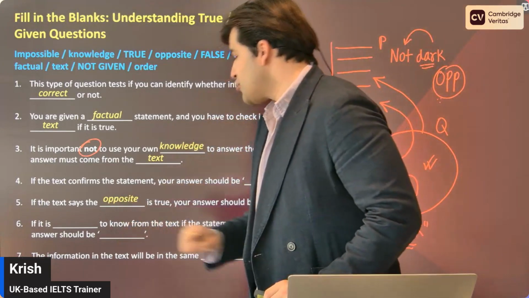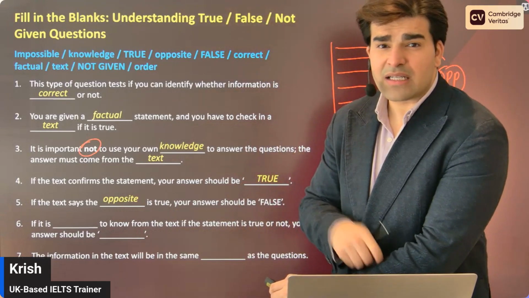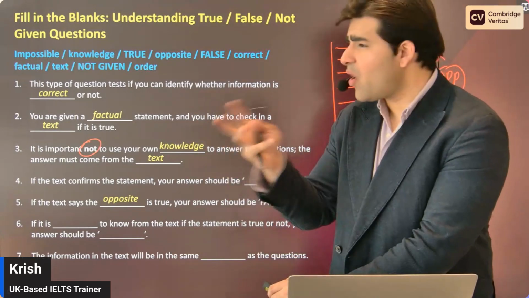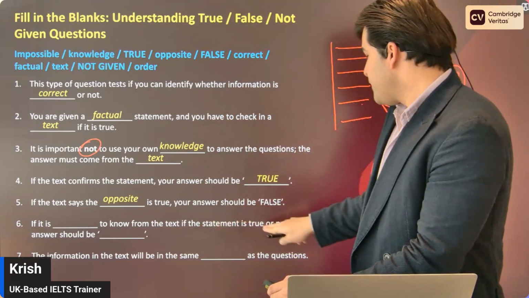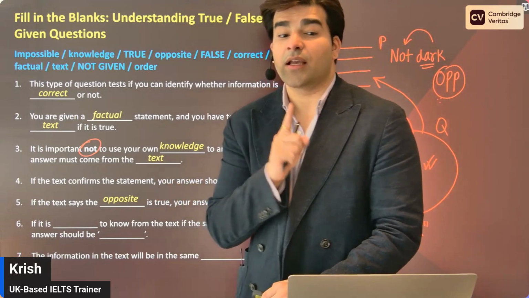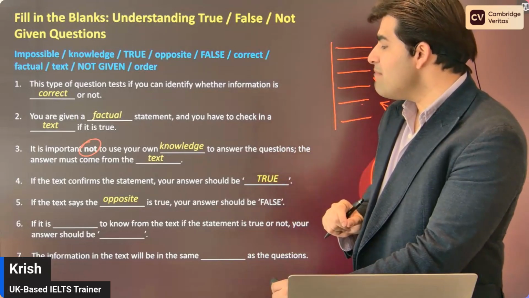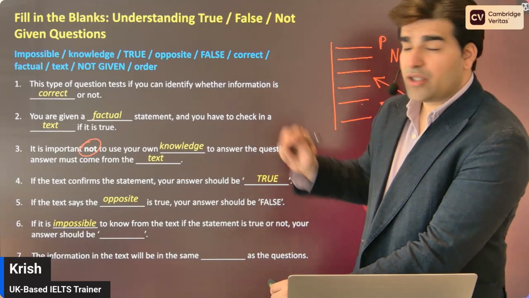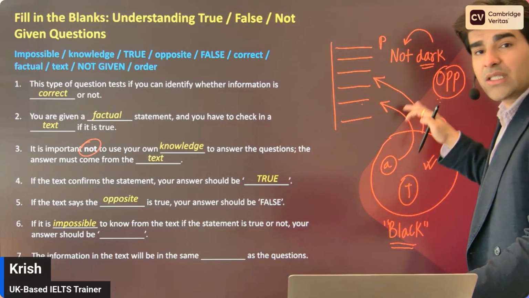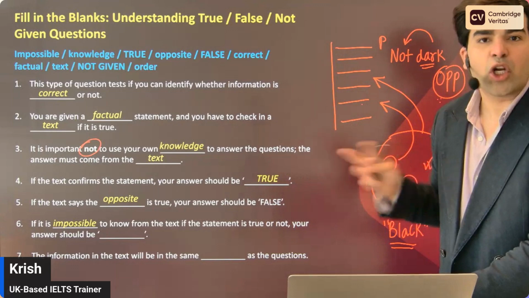Number 6. If it is impossible to know from the text, that means you're not able to know if it is the same information or opposite information. If you're not able to understand if it is true or not, your answer should be not given. If it is impossible, you're not able to understand if it is opposite or if it is the same, it's just a different piece of information.